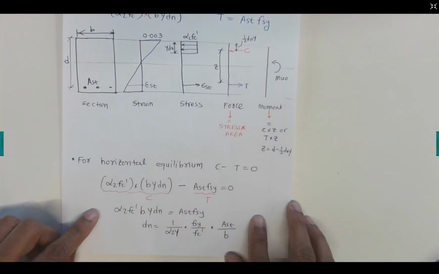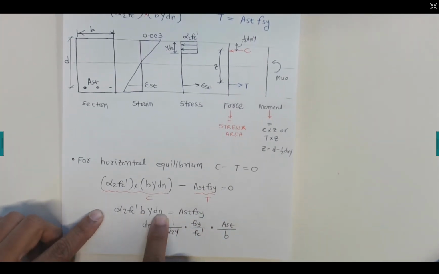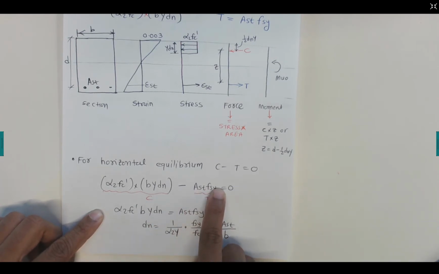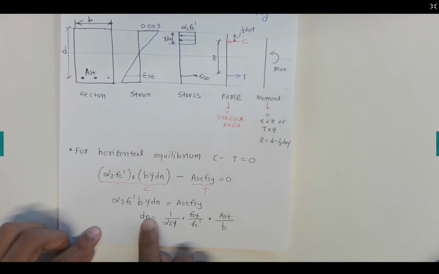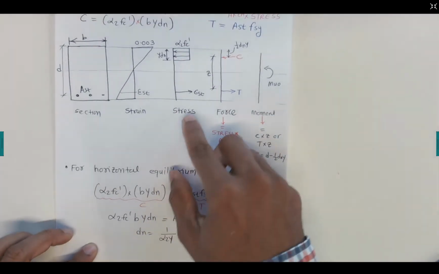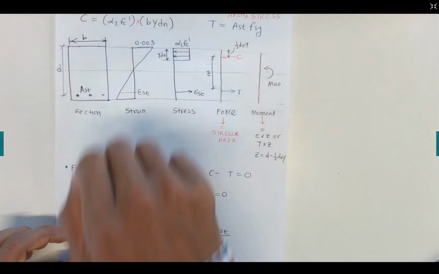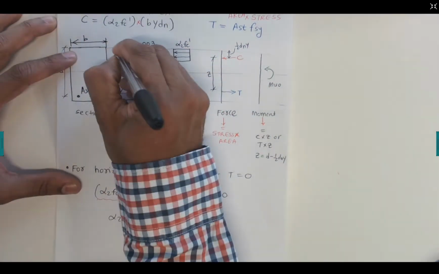equal to 0. If you expand this, it becomes this equation, we bring this one across, then it becomes plus Ast fsy, and then we can bring all these parameters down here, alpha 2 gamma f'c and b. So we have an equation to calculate dn, the depth of the neutral axis.